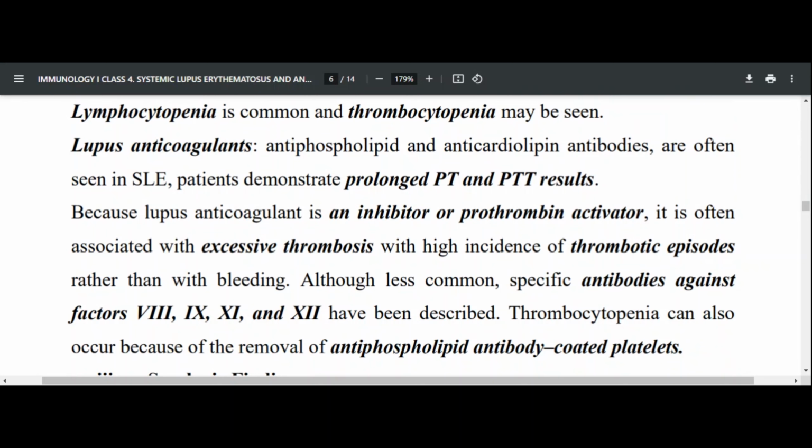So some patients with systemic lupus are experiencing thrombotic episodes plus bleeding. That is a very serious manifestation. Some autoantibodies are also found against factor 8, factor 9, factor 11, and factor 13. They have also been described.